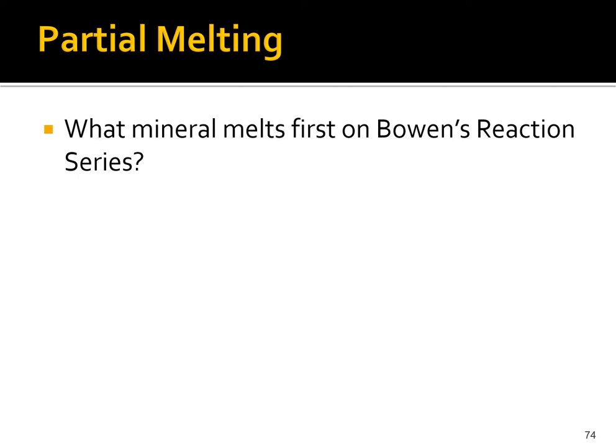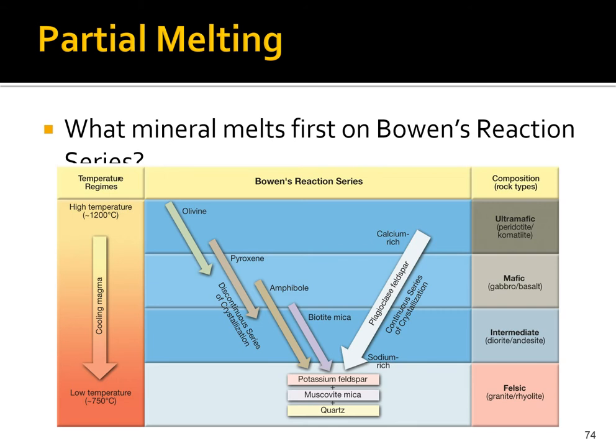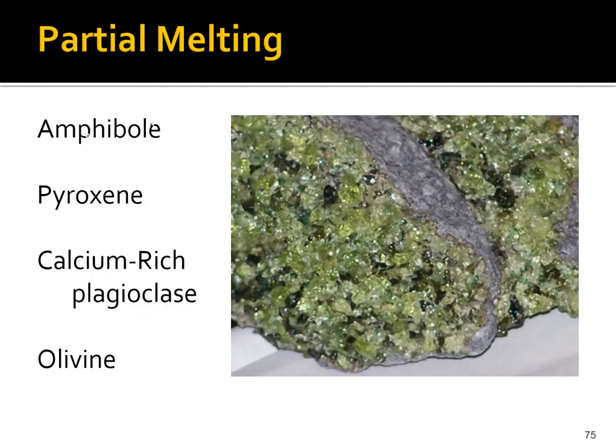So on Bowen's reaction series, what mineral is going to be melting first once you start heating it up? We pull this up. The very first minerals to melt are going to be quartz, and then muscovite, and then potassium feldspar. So if you have an already felsic rock that you start heating up, those are the first things that are coming out of it. So that's what the lava is going to be enriched in.